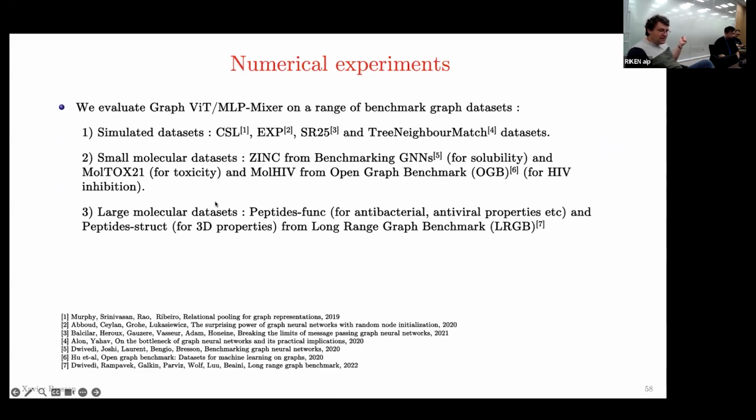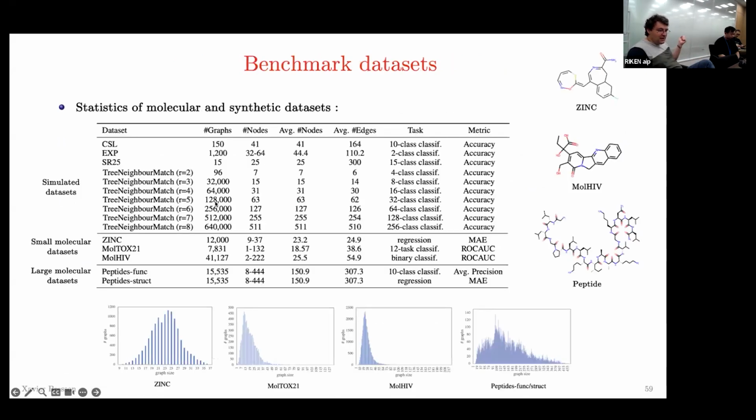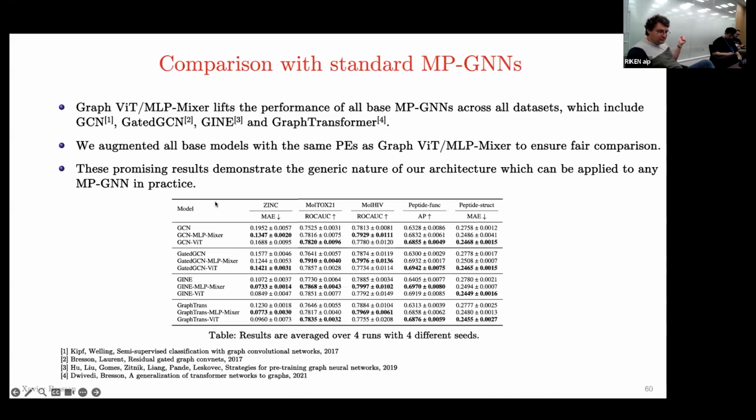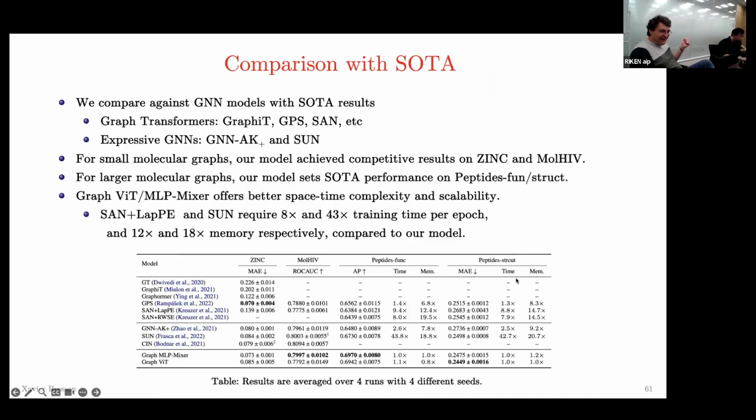For the numerical experiments, this is where it is interesting. The ones which are interesting are the peptide function and structure, because they have, I think, 1,000 atoms, I don't remember exactly, this kind of stuff. So you can see that if you use our technique, you are going to improve the performance.